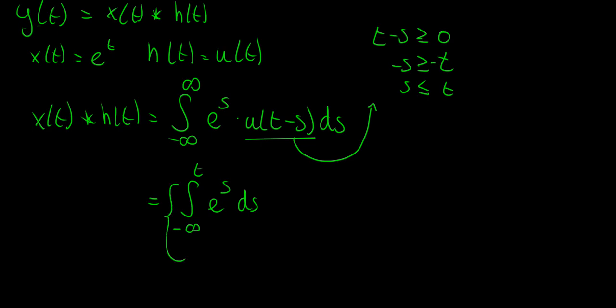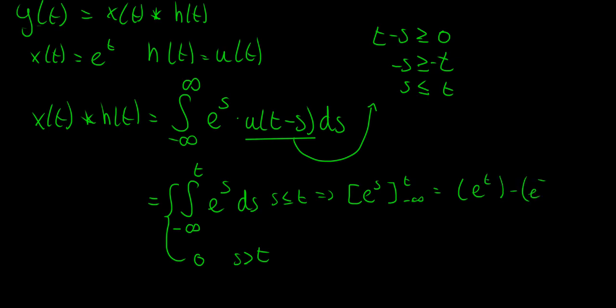In one case. In the other case, we get 0 if s is bigger than t. And here we get it if s is smaller or equal than t. So if we work this out further, e to the power of s is still e to the power of s. We fill in t and minus infinity. If we fill that in, we get e to the power t minus e to the power minus infinity. And e to the power minus infinity is actually 0. So we get back e to the power of t.